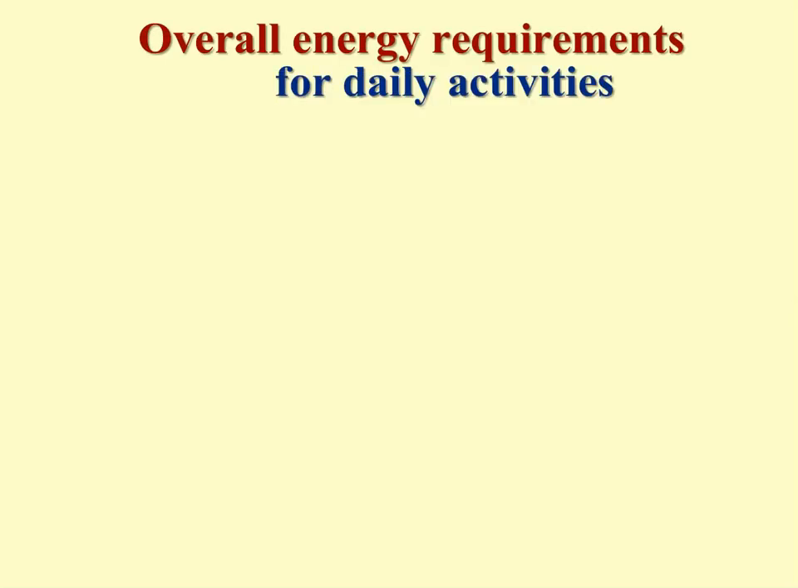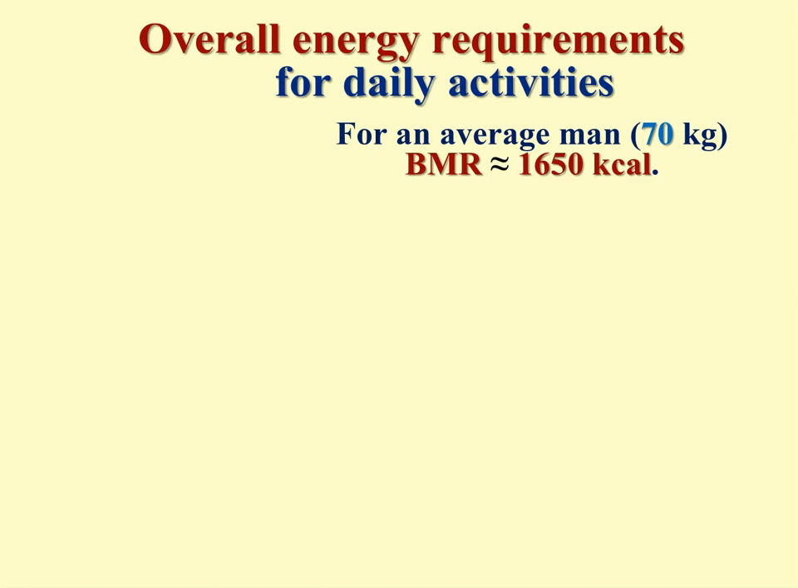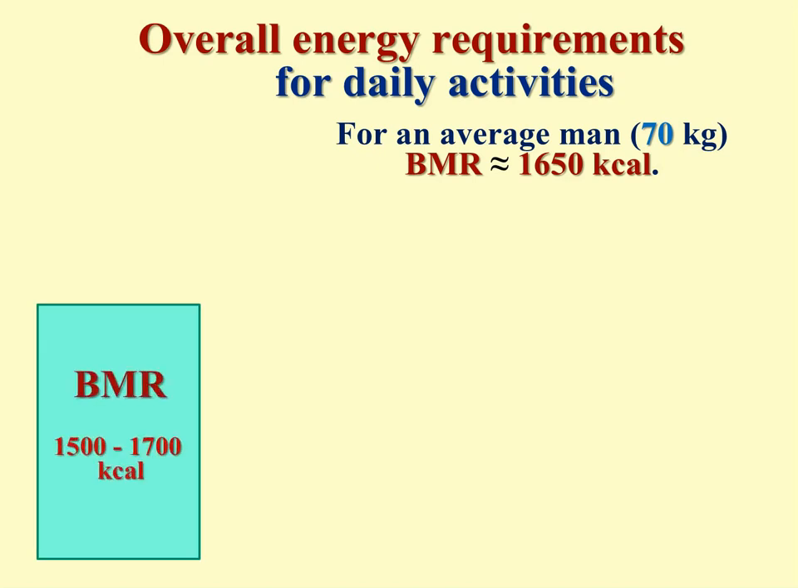Now let's finish the calculations and let's consider overall energy requirements. Let's again take the average man of 70 kilograms. And the basal metabolic rate for such a man is approximately 1,650 kilocalories, more or less depending on age and body height, but mostly it's about like this. So this is the basal metabolic rate, and mostly it varies between 1,500 up to 1,700 kilocalories. This is the basal metabolic rate without any activity.